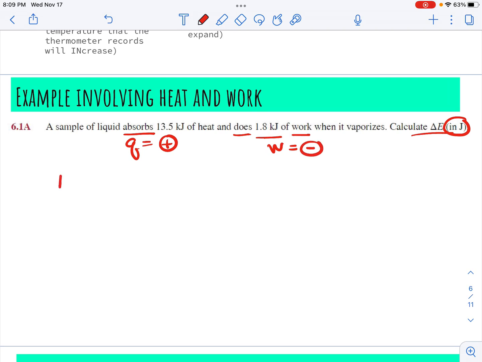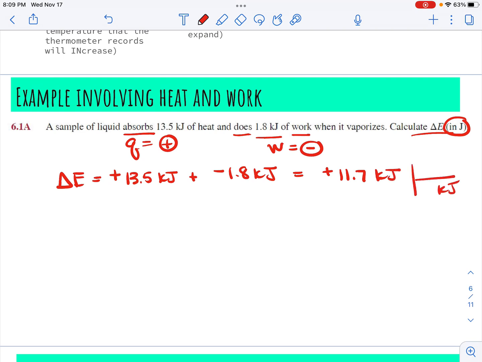Now we just put this together. The total change in energy will be equal to positive 13.5 kilojoules, because the system is absorbing that heat, plus negative 1.8 kilojoules, because the system is doing that work. When I add those two together, I get positive 11.7 kilojoules, which, because they want it in joules, I can convert using 1,000 joules per 1 kilojoule to positive 11,700 joules. So it's a pretty straightforward process once you get the hang of it.